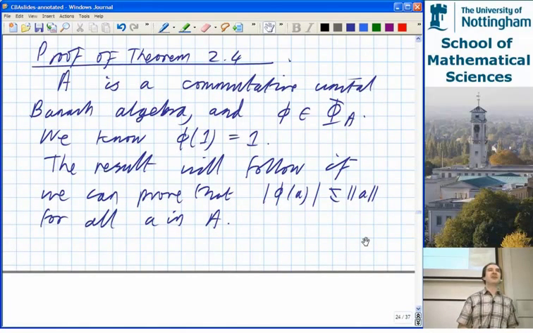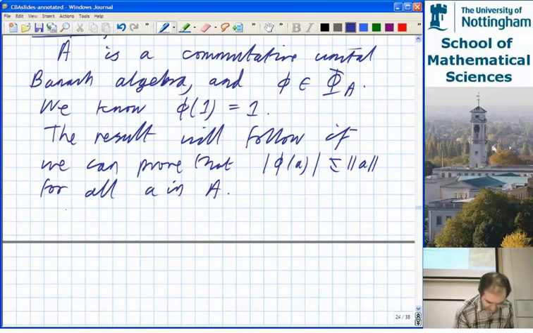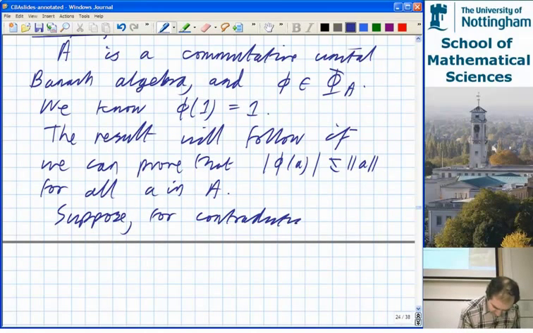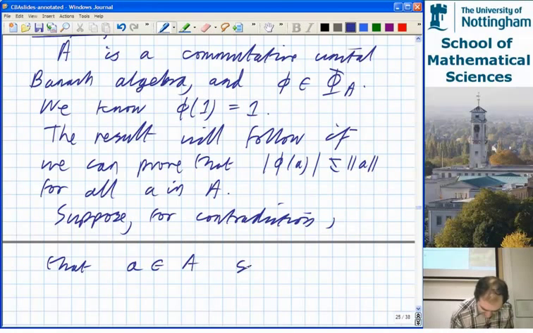I will remind you of that at the end, though, with a sort of optional extra bit at the end to finish it. Okay, so we'll suppose for contradiction that's not true. And remember, we only know algebraic stuff about phi at the moment. We don't know it's continuous yet. So we'll just suppose for contradiction that a in A satisfies modulus of phi of A is greater than the norm of A.